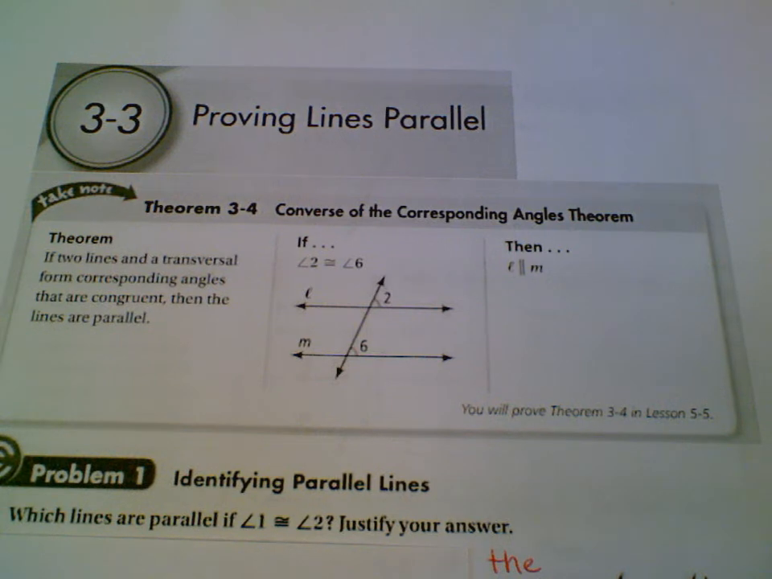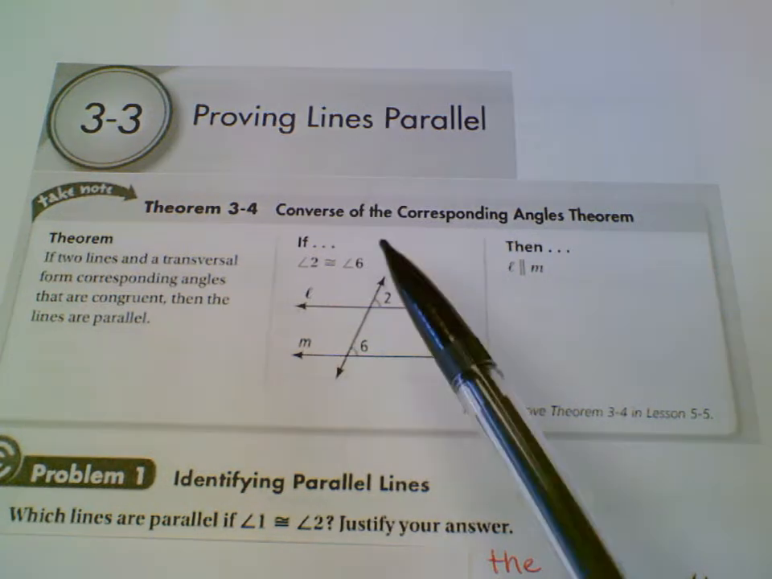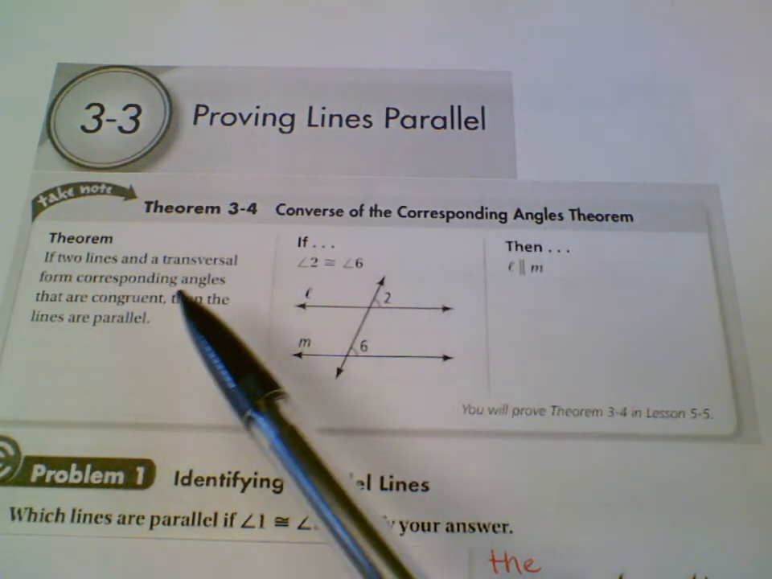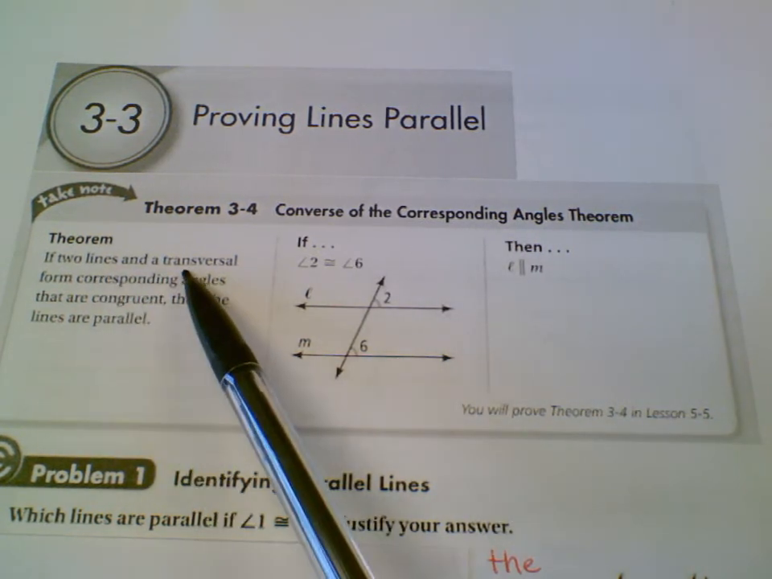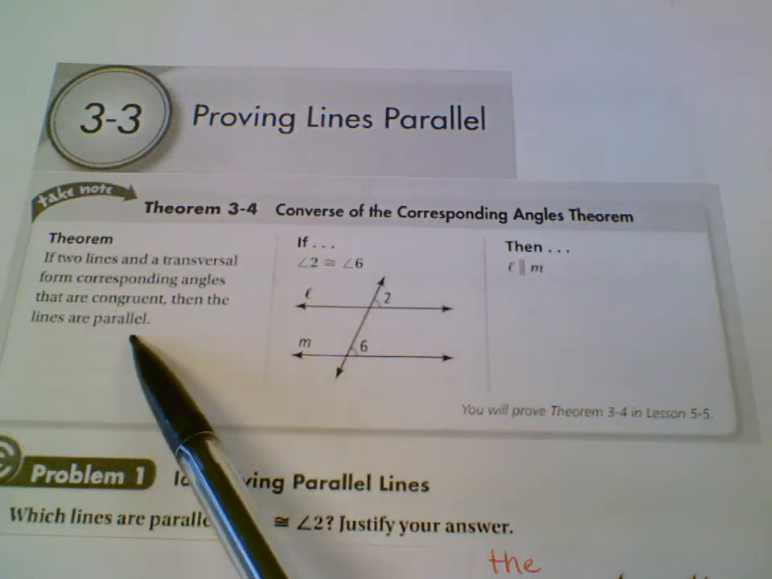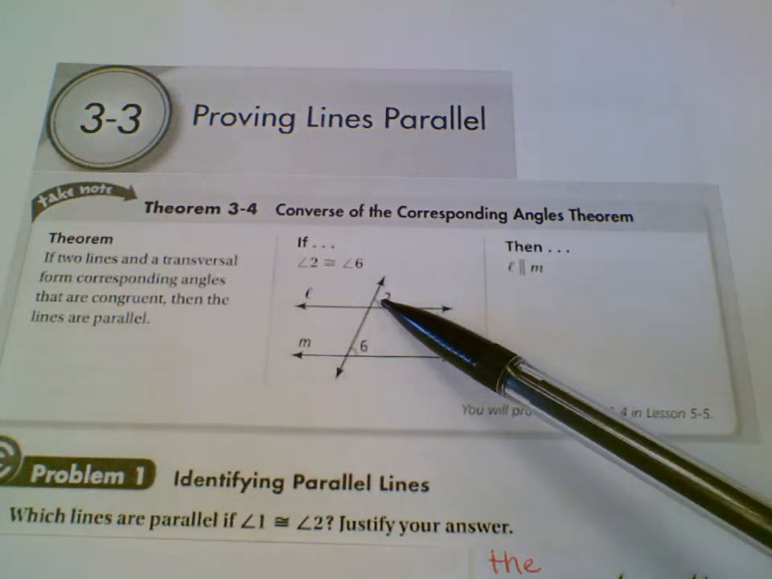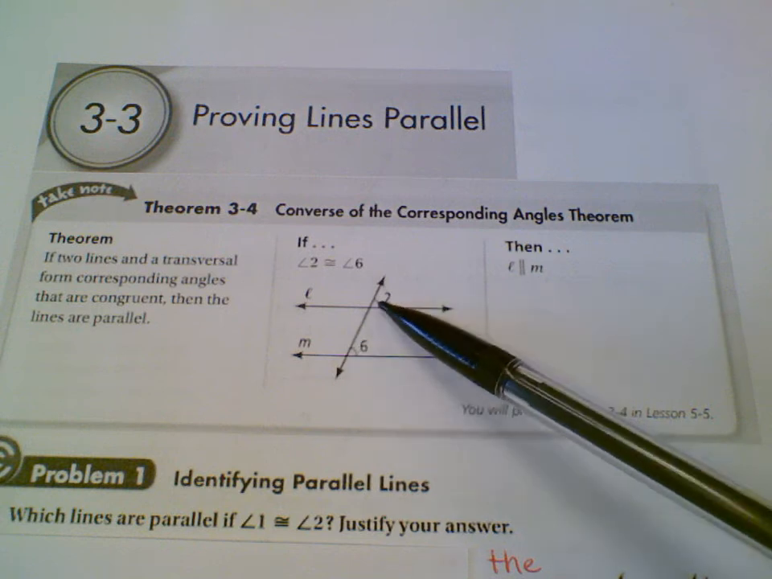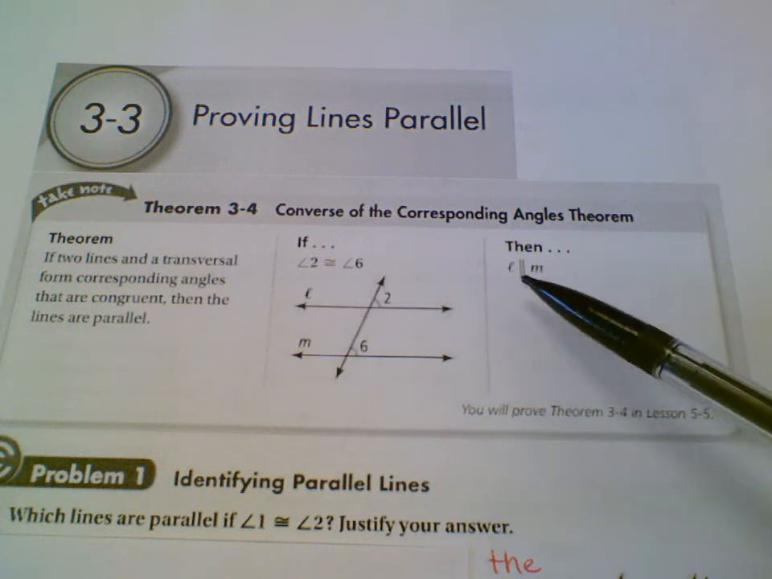Section 3.3 is about proving lines are parallel. So this first theorem, the converse of the corresponding angles theorem, says if two lines and a transversal form corresponding angles that are congruent, then the lines are parallel. So if I have two corresponding angles that are congruent here, I'm going to know that these two lines, L and M, are going to be parallel.